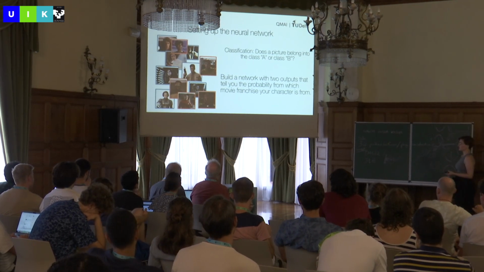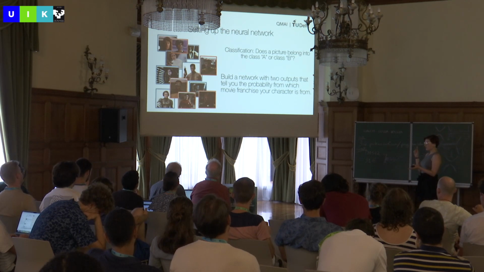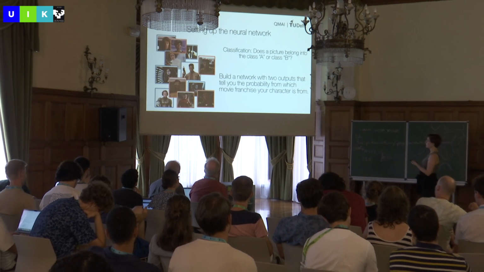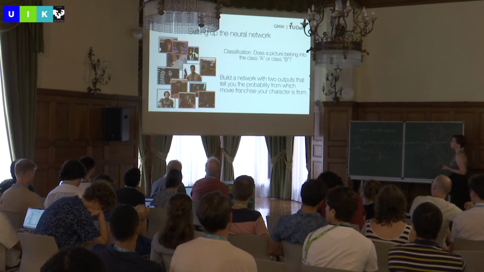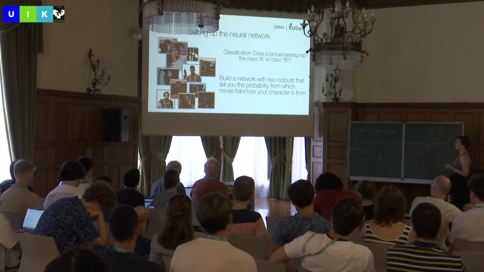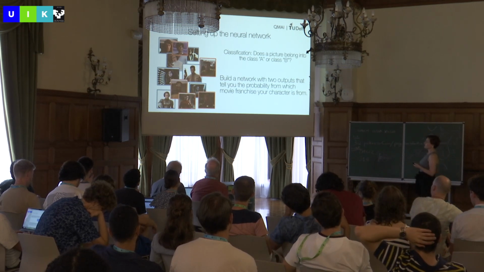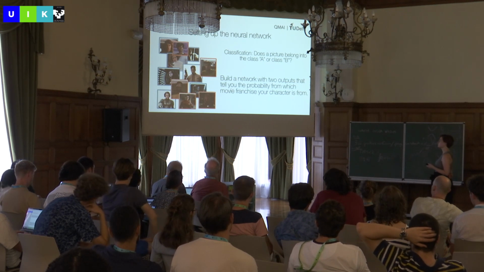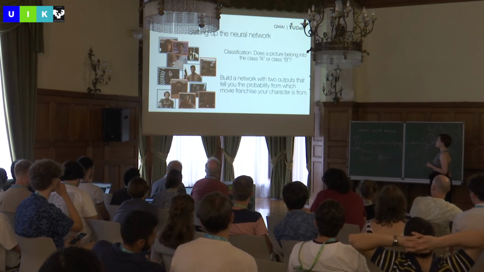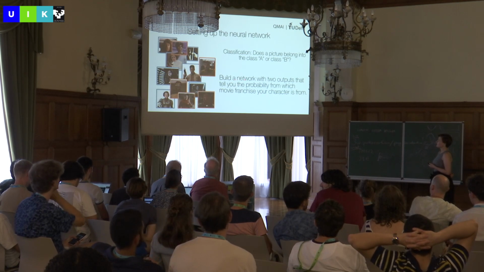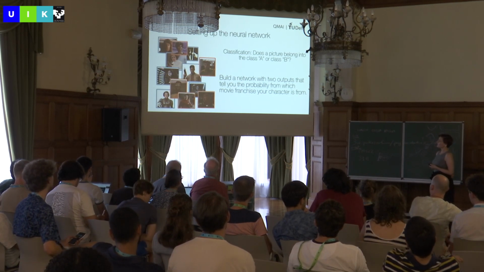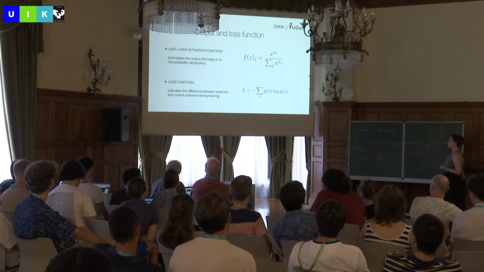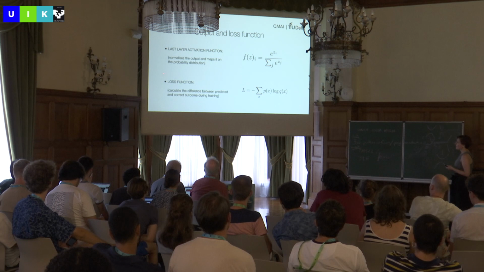Okay, so let's do this then. We now have all the ingredients. We have the neurons, we have the loss functions, we have the backpropagation, so we can do a simple classification problem. Here I picked that I want to classify if a character is from the Star Trek or the Star Wars universe. We will build a neural network that will have two outputs that tell us probability Star Trek, probability Star Wars.